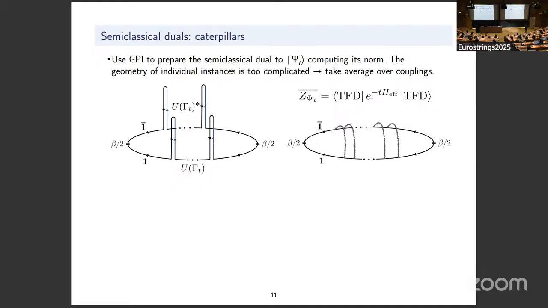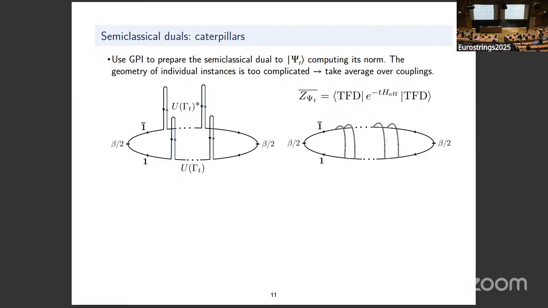So of course, doing this for a single realization of the couplings for Brownian evolution is very, very hard because this is a time-dependent problem. In general, the bulk solution will not be real, and it's very complicated to consider the back reaction of matter and so on here. So a trick that you can use in order to elucidate coarse-grained properties over the ensemble is just to take the average over the couplings.